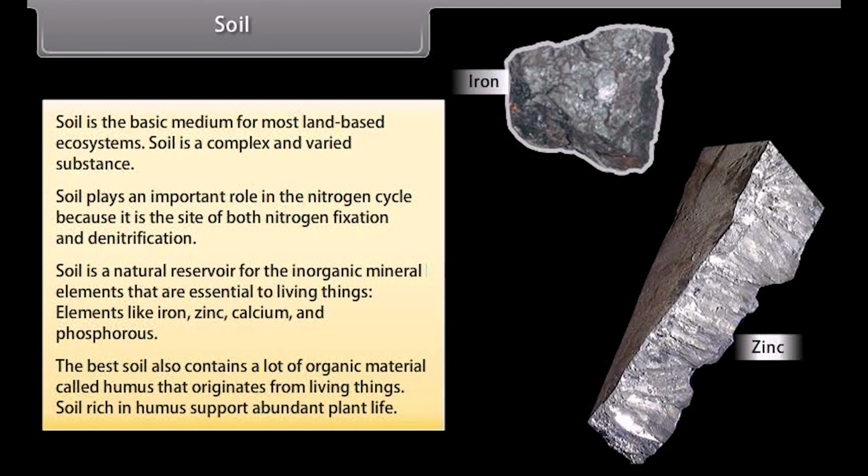The best soil also contains a lot of organic material called humus that originates from living things. Soil rich in humus support abundant plant life.